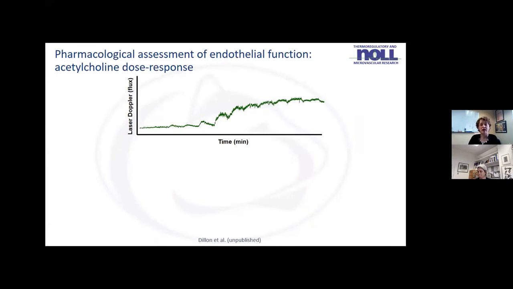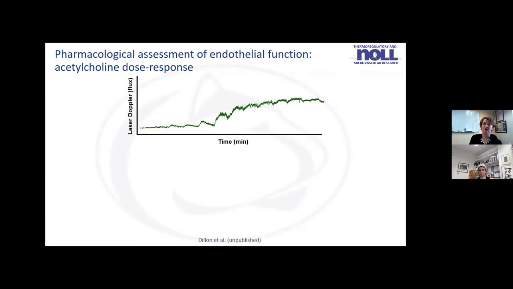We also utilize a dose response protocol to examine endothelial function via pharmacological methods. So you can see laser Doppler flux along the y-axis and time along your x-axis. And this is a typical dose response protocol. What I would point out here is that the timing of this dose response protocol typically takes about 90 minutes. And this is after the resolution of the hyperemic response period from simply placing needles into the skin.